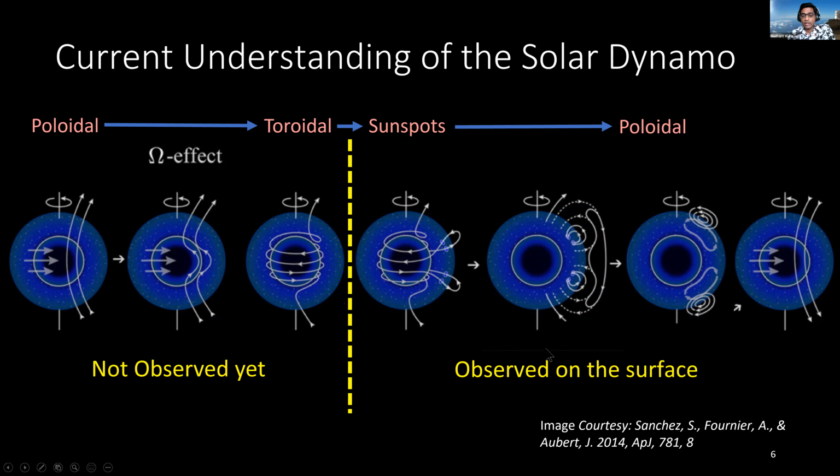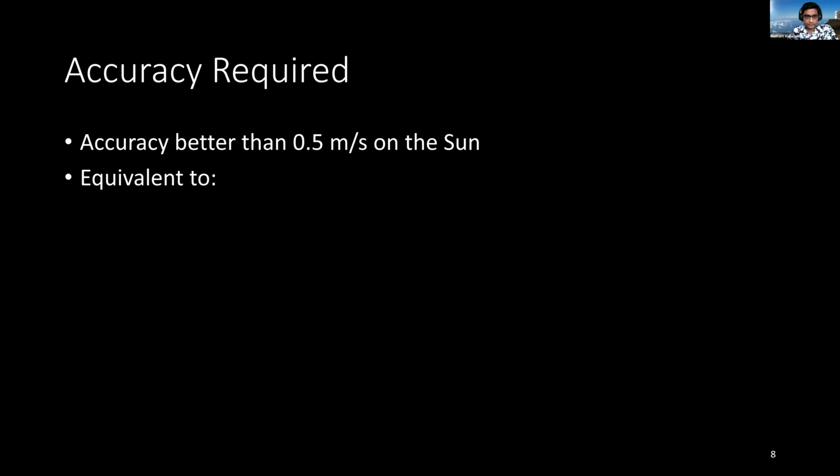So it is really important to characterize and know what kind of velocity fields there are at the surface if we want to fine-tune these surface flux transport simulations to better model the surface of the sun.